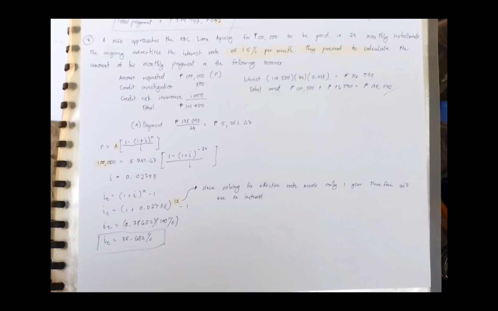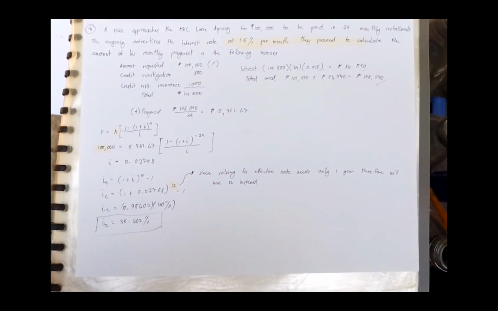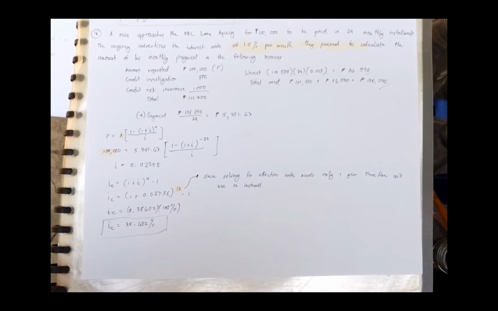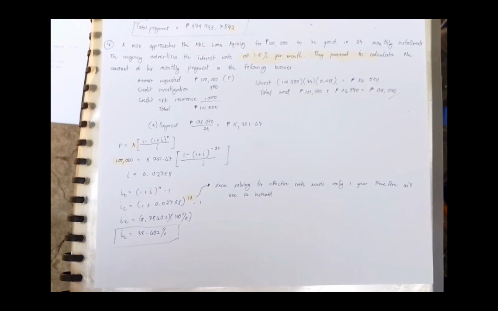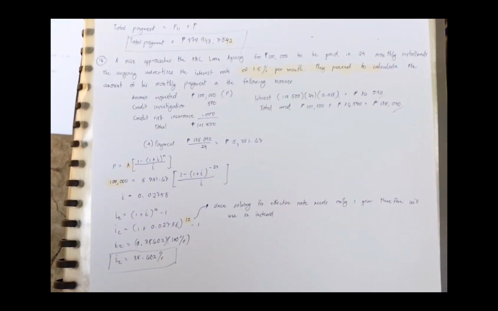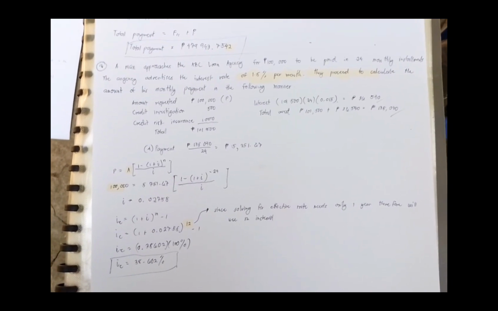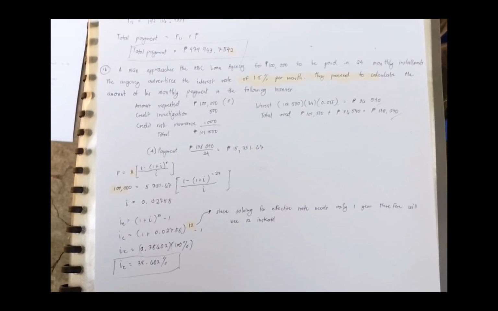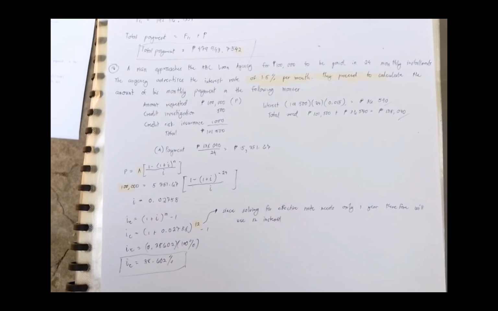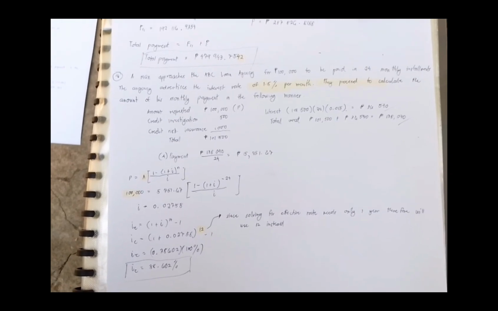So 16, a man approaches the ABC loan agency for 100,000 to be paid in 24 monthly installments. So meaning 24 monthly installments, that will be monthly payments over 2 years. So the agency advertises the interest rate of 1.5% per month. They proceed to calculate the amount of his monthly payment in the following manner. So the question here is what is his effective rate.